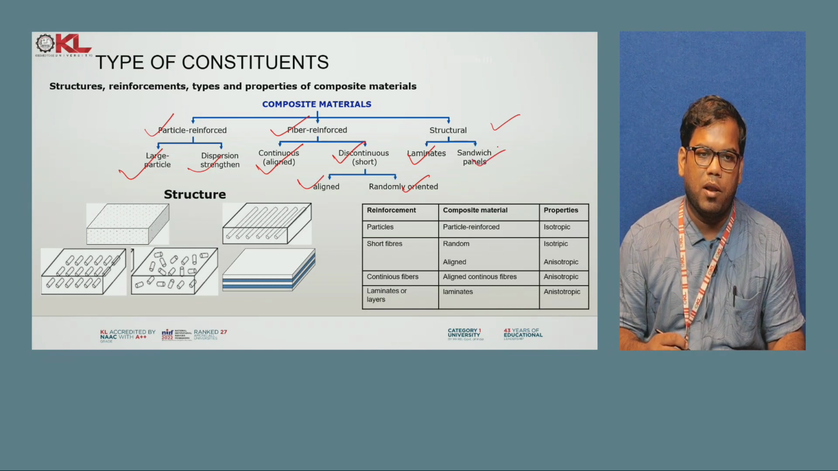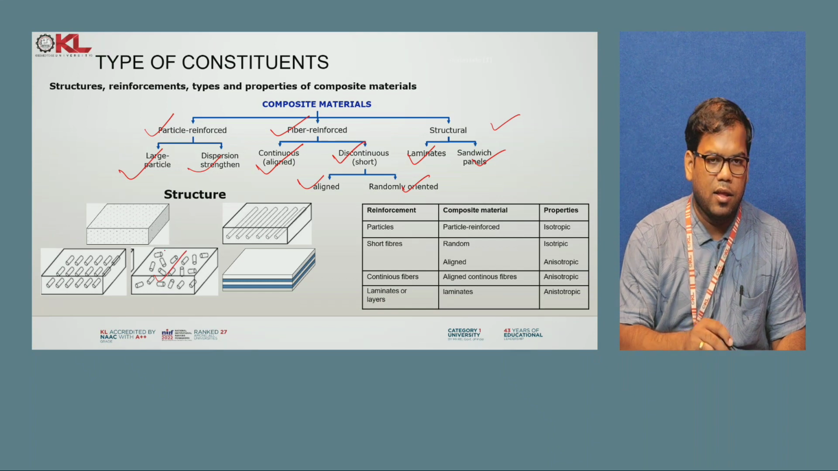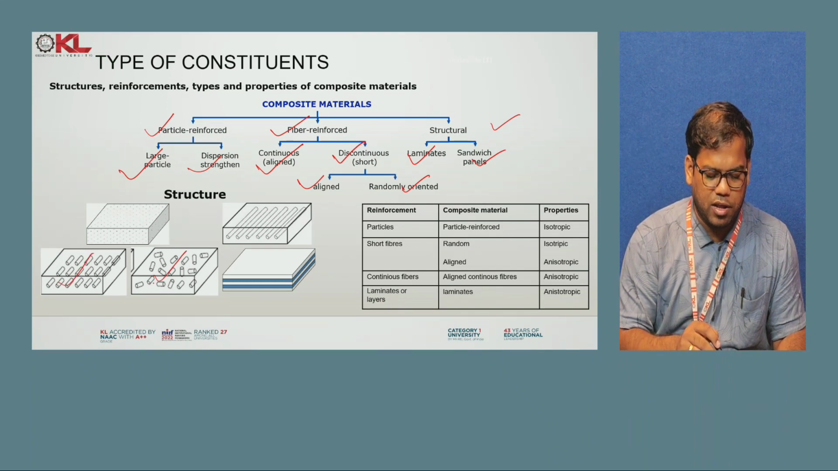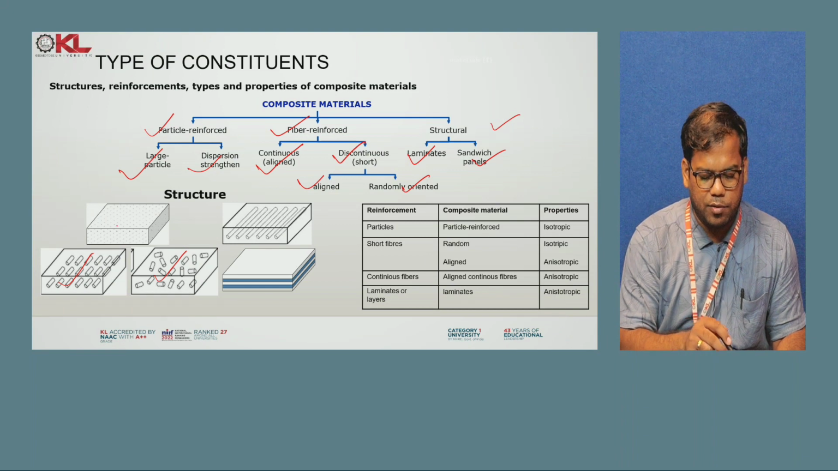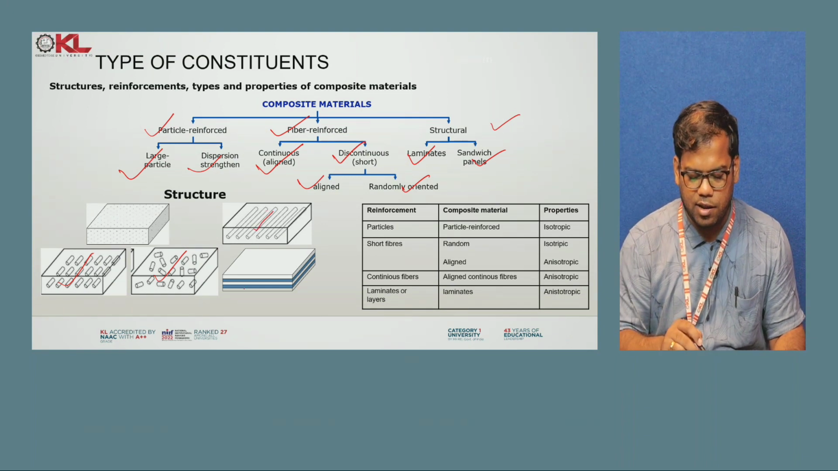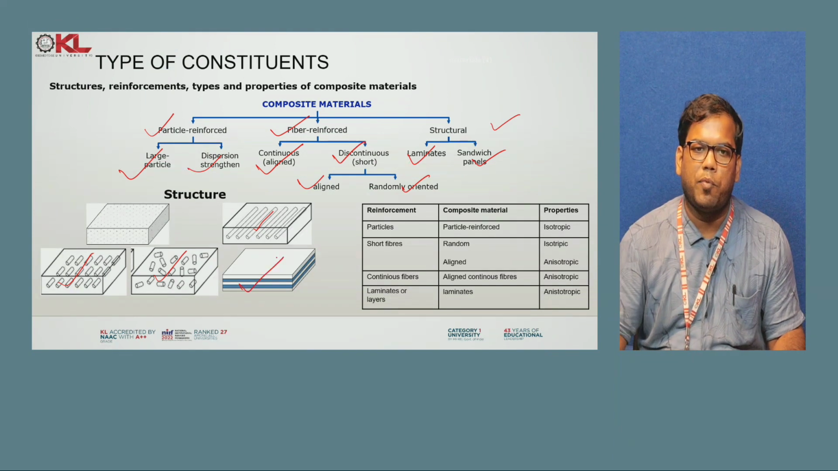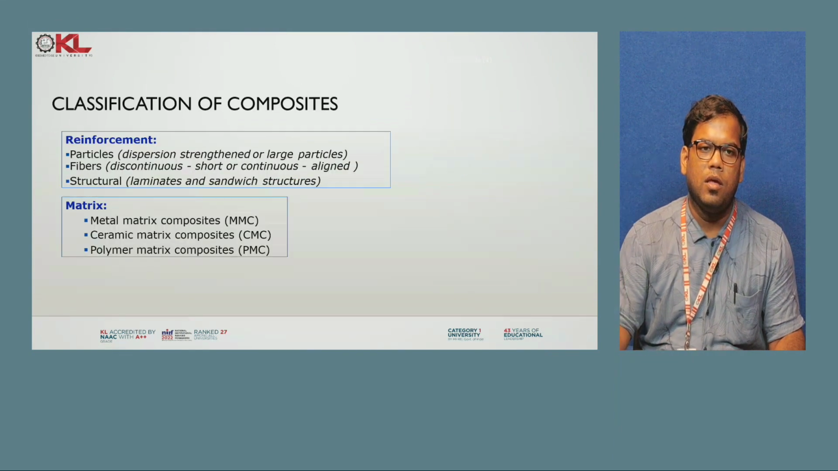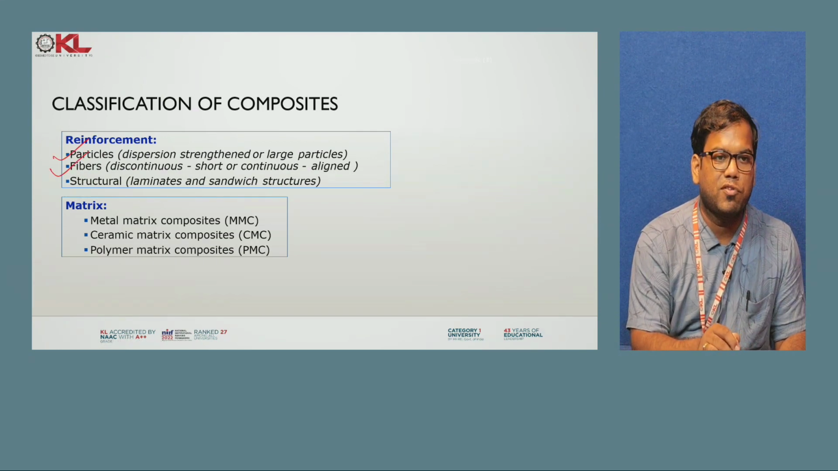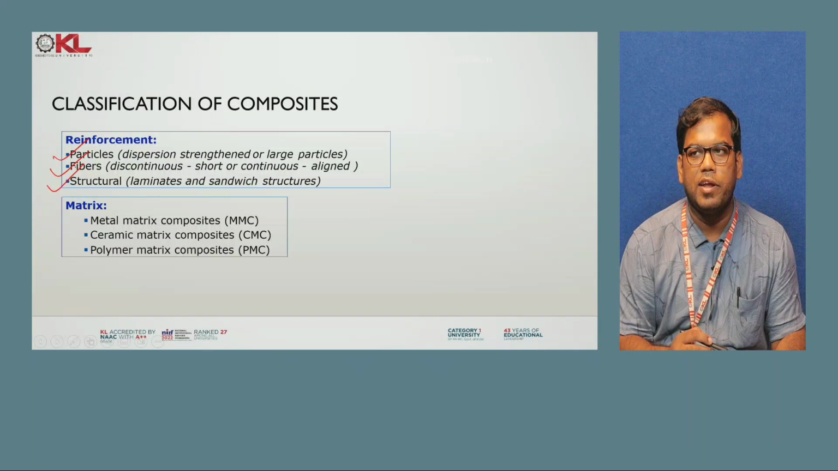These are some examples of randomly oriented, continuously oriented or discontinuous, which are randomly oriented, large particle, fine particle. These are continuously aligned in nature. This is an example of laminate composite. So based upon reinforcement: particle reinforced composite, fiber reinforced composite, and structural composite.